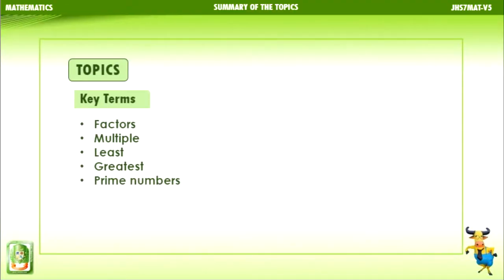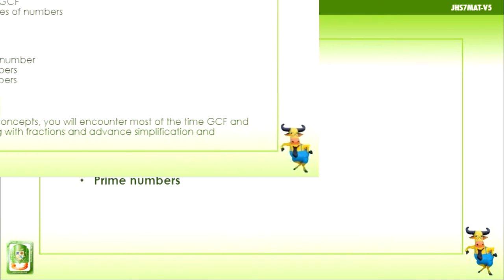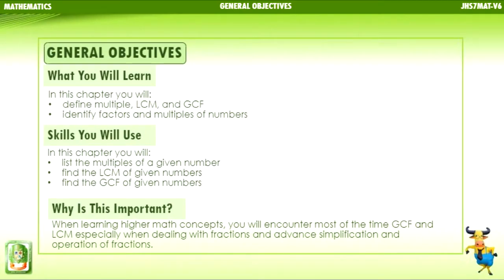To be able to understand better our topic for today, take note of the following key terms: factors, multiples, least, greatest, and prime numbers. In this chapter, you will define multiples, LCM, and GCF. You will also identify factors and multiples of numbers. You will list the multiples of a given number, and find the LCM or GCF of given numbers.